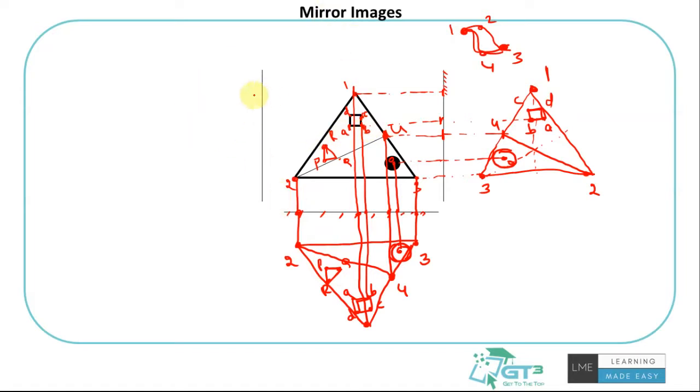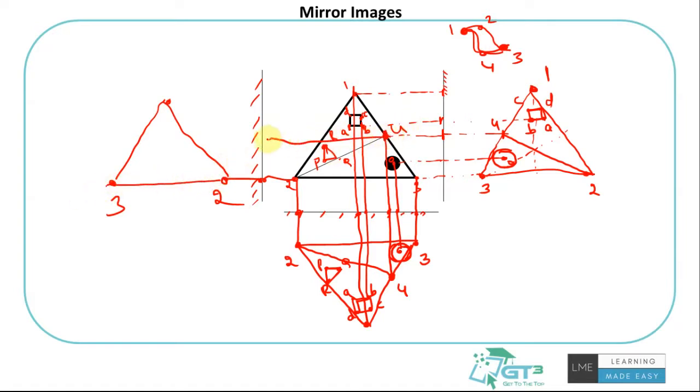So let's look at this side of reflection. Same logic, 2 is here, so 2 will come here. 3 is here farther, so 3 will come here. 1 is here, so 1 will come here. So this is what my triangle will look like. Now 4 is here, which is farther, so it goes to this side. So this is my 4. So this is how it looks.